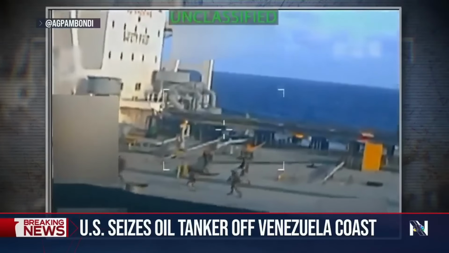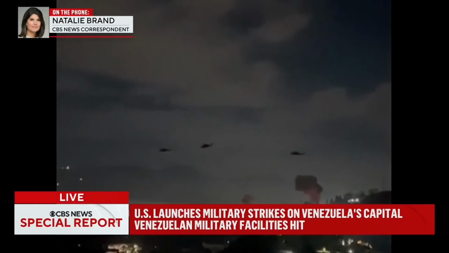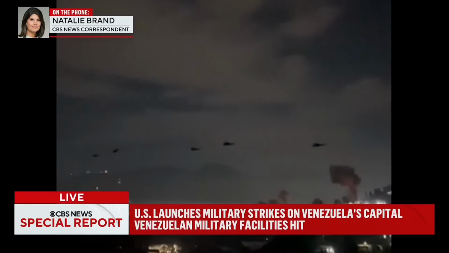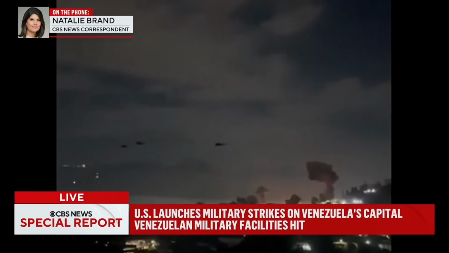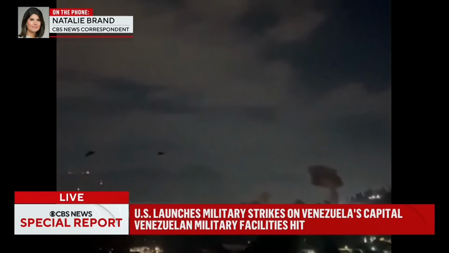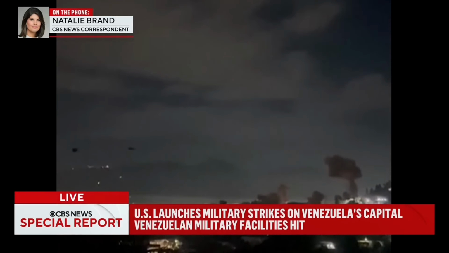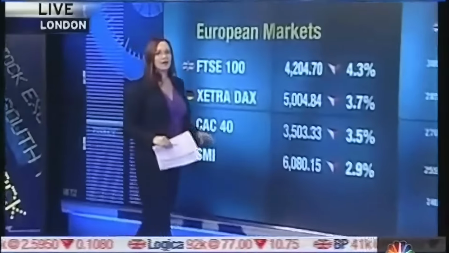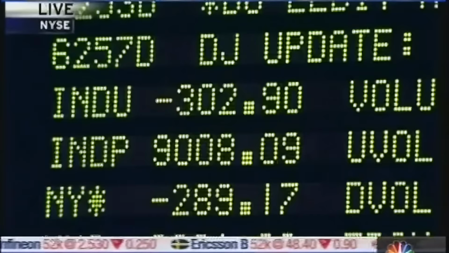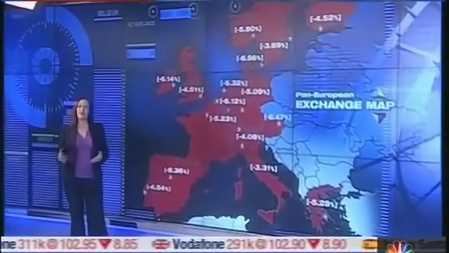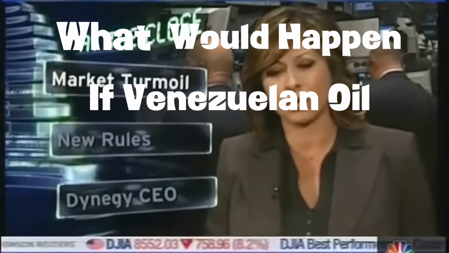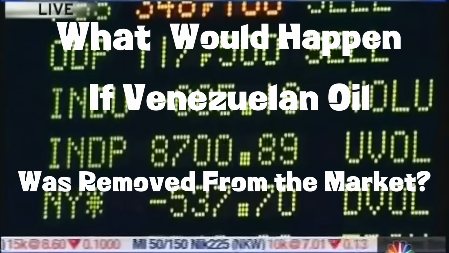Now, a lot has been said about the obvious risk this poses to global peace, the threat of nuclear war, and the illegality of this cowardly maneuver, both under US and international law. But very few people are asking about the economic consequences of such an action. So, question stands. What would happen if Venezuelan oil were to suddenly disappear from the global market?